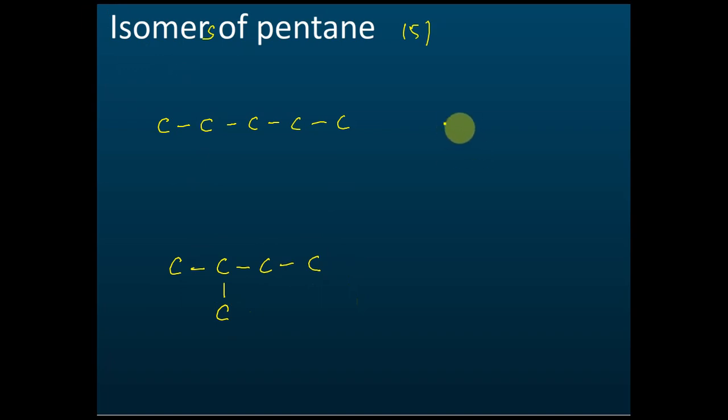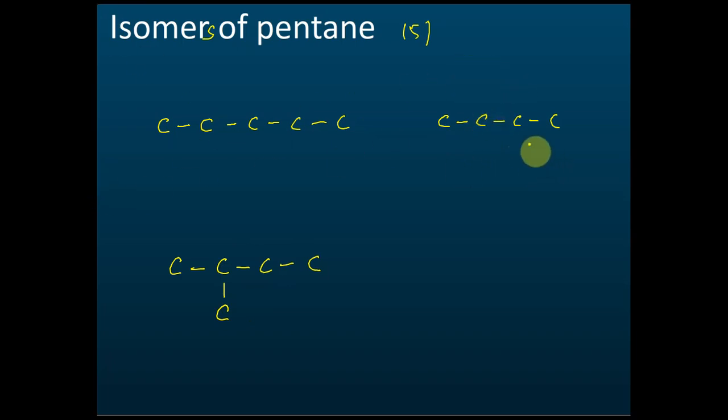Next one, we try to see whether we still have any structure for the four-carbon longest chain. For example, if you put the branch here, it will be the same. Both are attached to the second carbon. Up or down makes no difference. So this is not another isomer. This and this are the same.